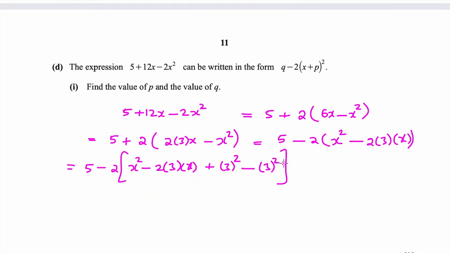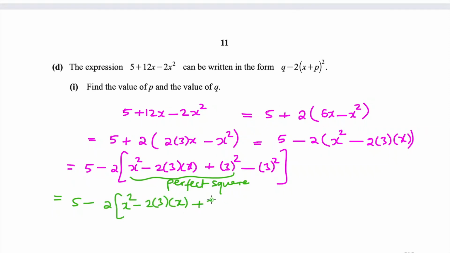Okay. Now why did I do that? So that I can make it a perfect square. So if you see, this is a perfect square. So this would be equal to 5 minus 2 into x square minus 2 into 3 into x plus 3 square. And this minus 3 square, again I'll bring it out.